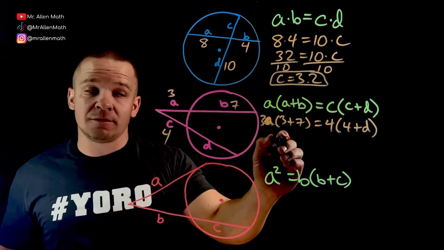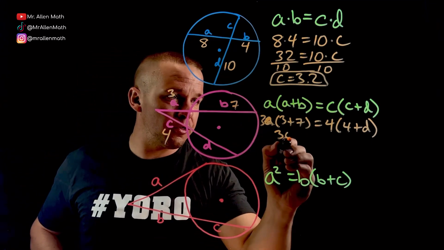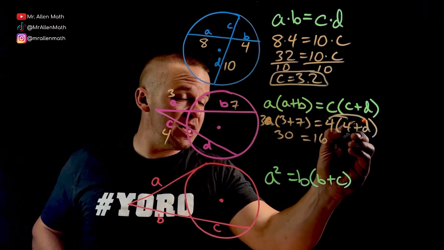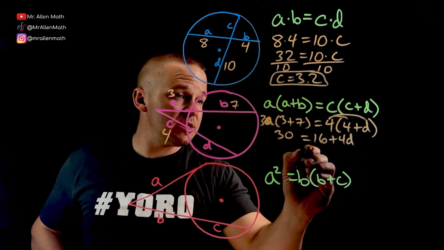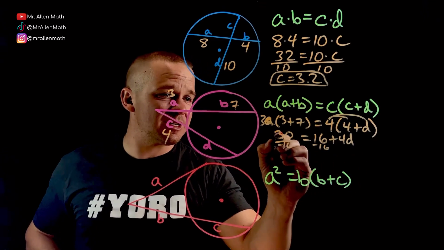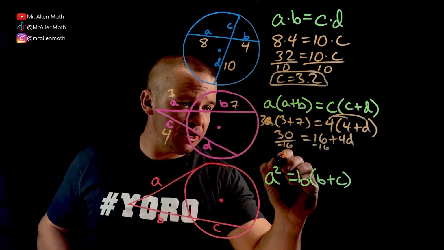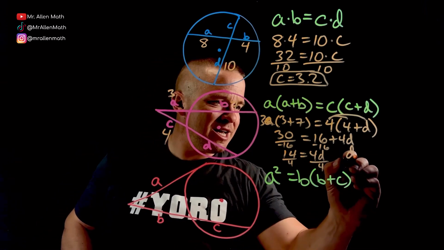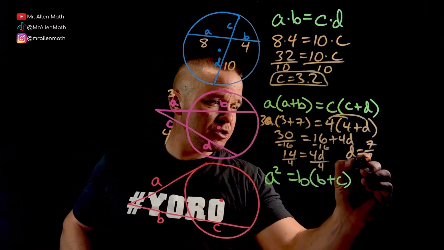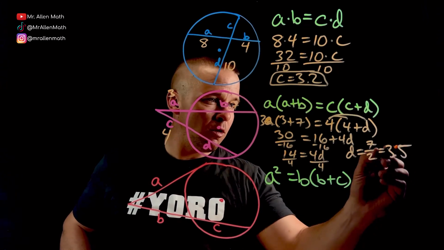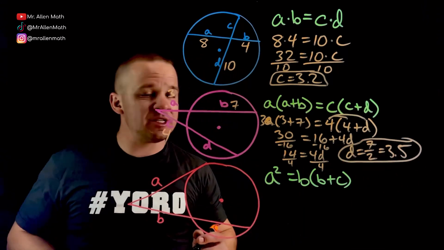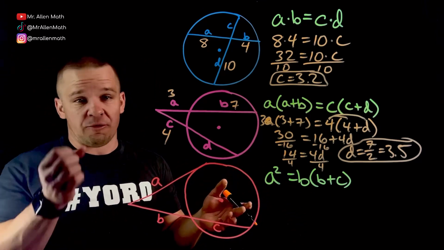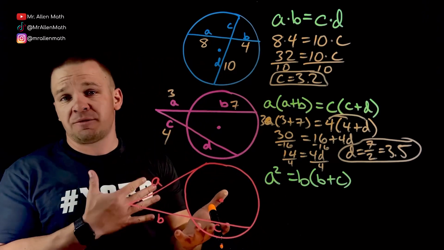So I got 3 plus 7 is 10, times 3 is 30, equals 4 times 4, which is 16, plus 4D. Now I'm going to subtract 16 on both sides. I'm going to get 14, if my math is correct, equals 4D. Then we'll divide by 4, divide by 4. So D equals 7 over 2, or you could say 3.5. Either one of those is fine. If it says fractions, do fractions. If it says decimal, do decimal. If it doesn't say, you have the freedom to choose. A little freedom, America.